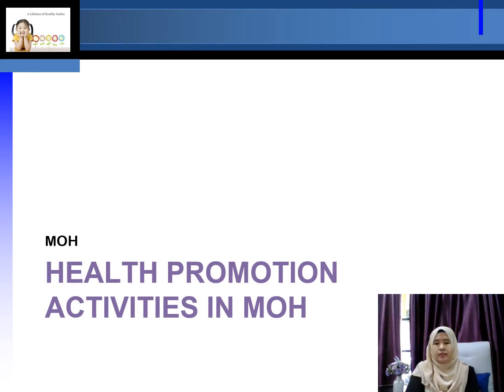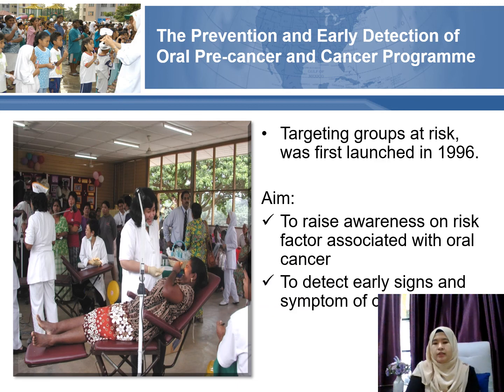Okay, so this is some more of the health promotion activities conducted by the Ministry of Health. For oral cancer, okay, this is some of the programs that have been conducted. The prevention and early detection of oral pre-cancer and cancer program. So the targeted group at risk was first launched in 1996, and the aim of this program is to raise awareness on risk factors associated with oral cancer and to detect early signs and symptoms of oral cancer.